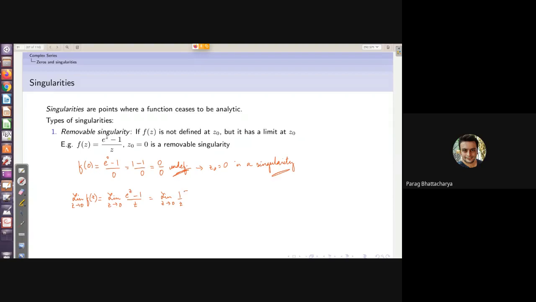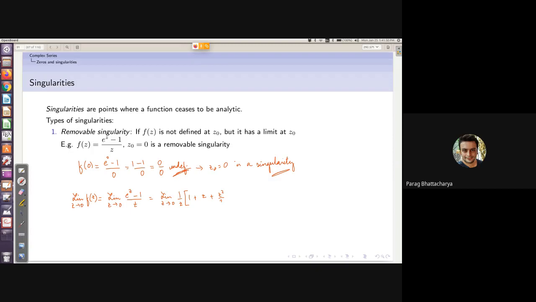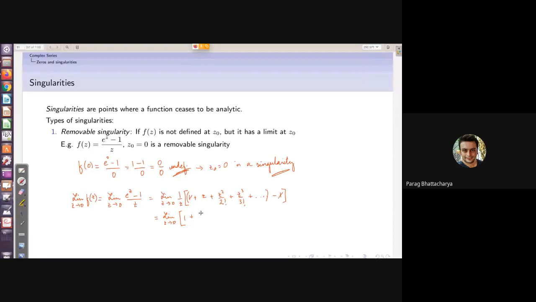E to the power z is 1 plus z plus z square by 2 factorial plus z cube by 3 factorial and so on. This is your e to the power z. And then we have minus 1. So this minus 1 and this 1 will get cancelled out, and there is a 1 by z. So what is left behind, 1 by z goes inside: z by z is 1. Then z square by z is z by 2 factorial, the power has reduced by 1 because you are dividing by z. Z cube becomes z square by 3 factorial and so on.